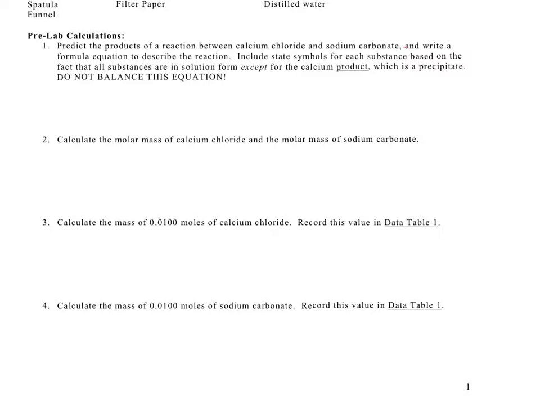So calcium, because of its location, is a 2+ ion. Chloride is a -1. Sodium is a +1, and carbonate is a polyatomic ion, CO3, with a -2 charge. So we will use only these charges to write the formulas.